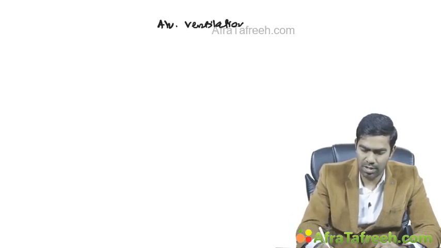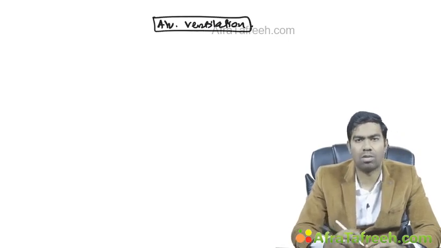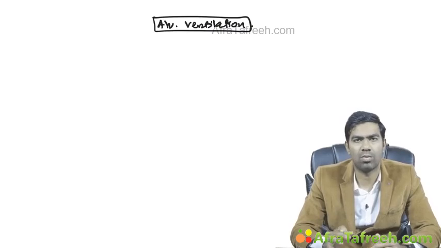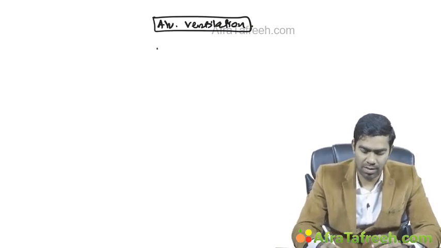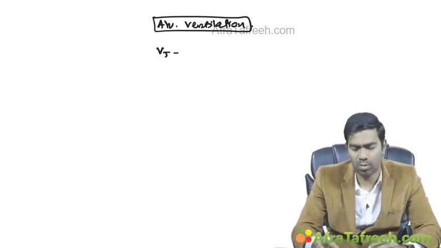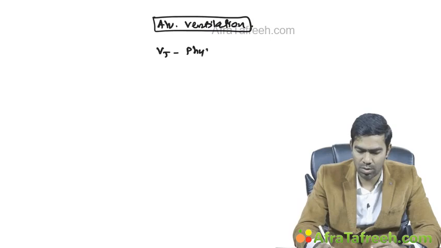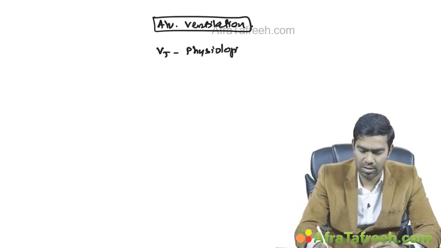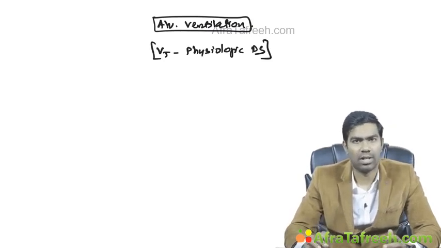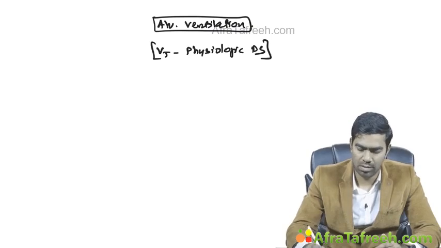What do you mean by alveolar ventilation? Alveolar ventilation is the amount of gas that is getting in and out of the alveoli per minute. So alveolar ventilation can be given by the formula: tidal volume minus your physiological dead space, because we are eliminating the alveoli that are not ventilating, as well as the anatomical dead space, multiplied by respiratory rate.